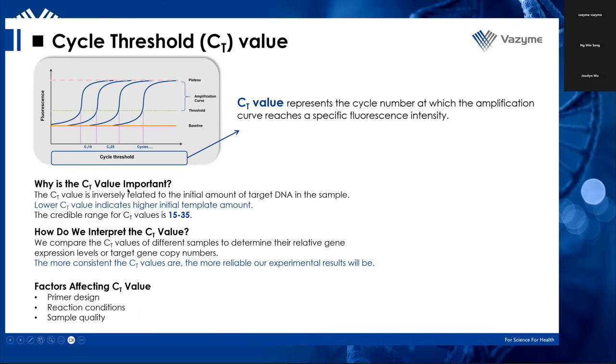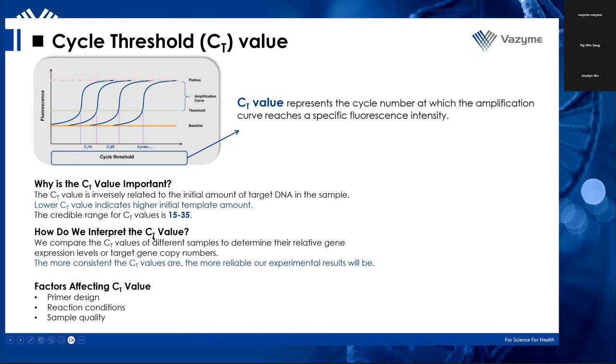So why is the CT value important? Because it is inversely related to the initial amount of target DNA in the sample. Like I mentioned just now, the higher the amount of your target inside your total RNA or your total DNA, the lower the CT value is going to be. So a lower CT value indicates higher initial template. And usually, if the range is within 15 to 35, then we will accept it as a credible CT value. So this is usually where the CT value will be.